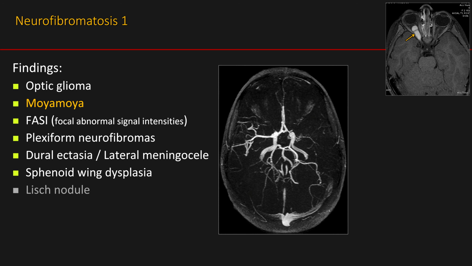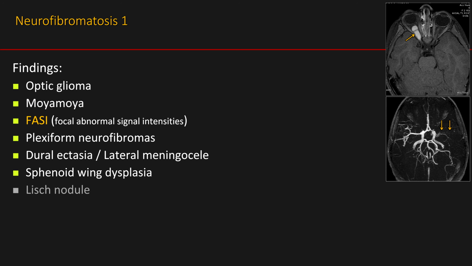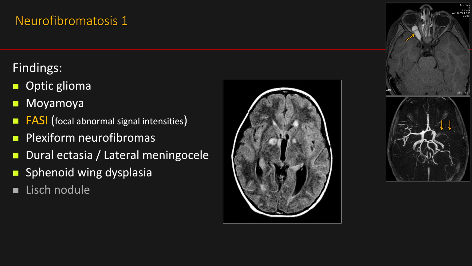a vascular lesion such as moyamoya, FASI or NF dysplasia. Those are non-enhancing FLAIR hyperintense lesions, often involving the basal ganglia, particularly globus pallidus. Another common location would be mesiotemporal lobe, hippocampi, thalami, dorsal thalami, and the dentate nuclei of the cerebellum.